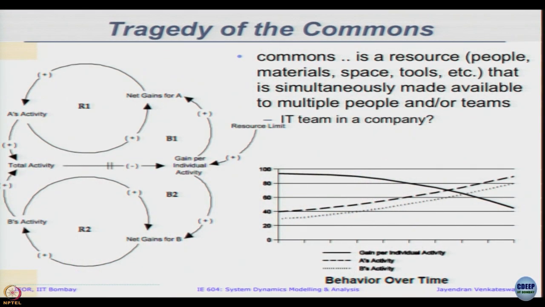This is a much more complicated looking causal loop. It's not very apparent immediately how to translate this into stock and flow, but what we are saying is, okay, first to define what is commons. Commons is any resource, people, material, space, whatever it is, that is simultaneously made available to multiple people. So when the same resource is available to multiple people, everybody thinks that resource is there only for them. And the result is they overexploit that resource. They don't realize that many others are also competing for the same resource.